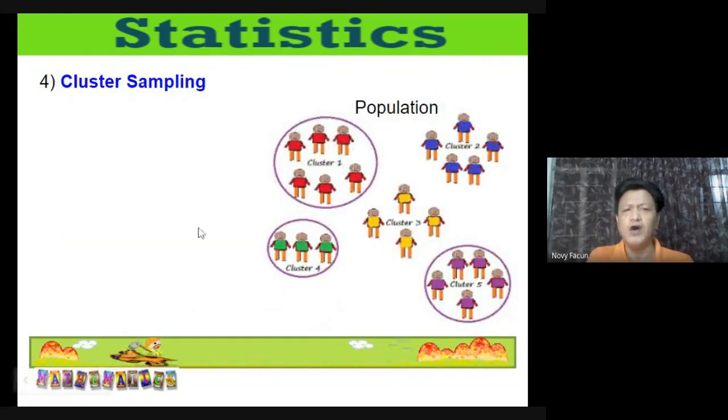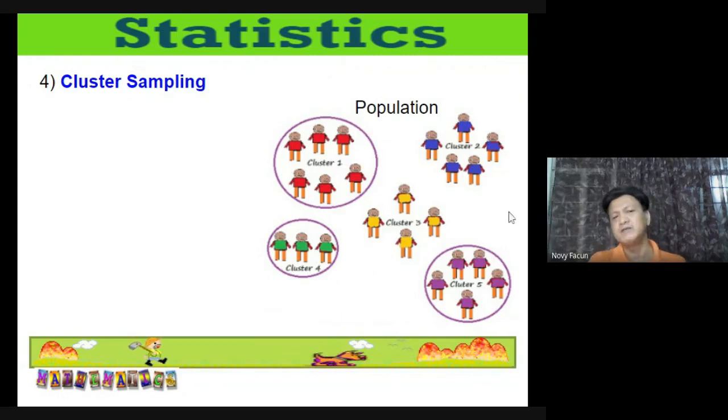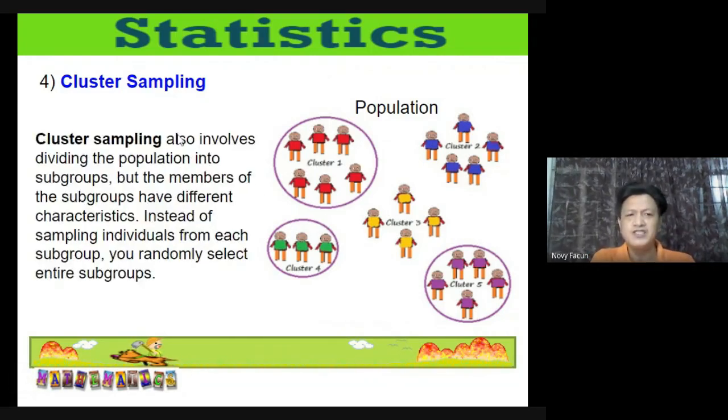Okay, so with that, we also have another technique for probability pa rin 'to, cluster sampling. Kapag sinabi naman natin sa cluster sampling, ito ay ina-apply kapag sobrang laki na ng population natin. By the way, yung stratified sampling, ginagamit siya kapag malaki na yung population, pero kapag mas malaki, you can apply the cluster sampling. So ano yung kaibahan ni cluster sampling? Pag sinabi natin cluster sampling, it involves dividing the population into subgroups. Same lang siya doon sa strata.